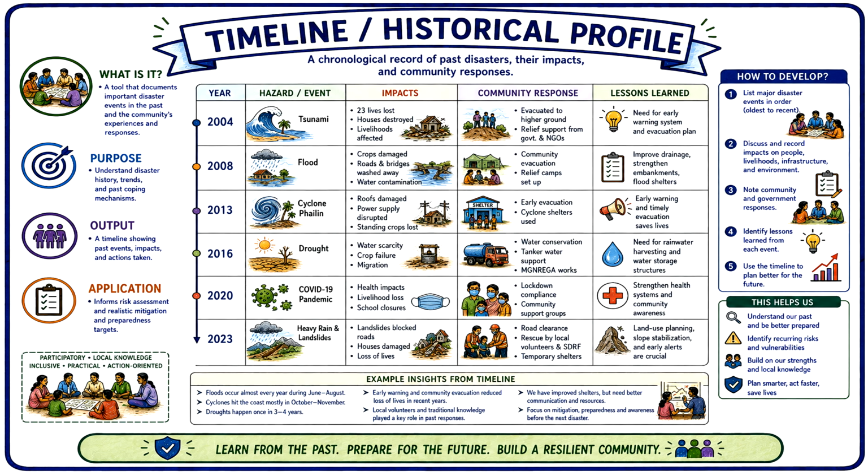It also highlights successful community practices and lessons learned from past events. The information supports comprehensive risk assessment by providing evidence of historical vulnerability and resilience and guides the development of realistic mitigation, preparedness, and disaster risk reduction strategies for future emergencies.